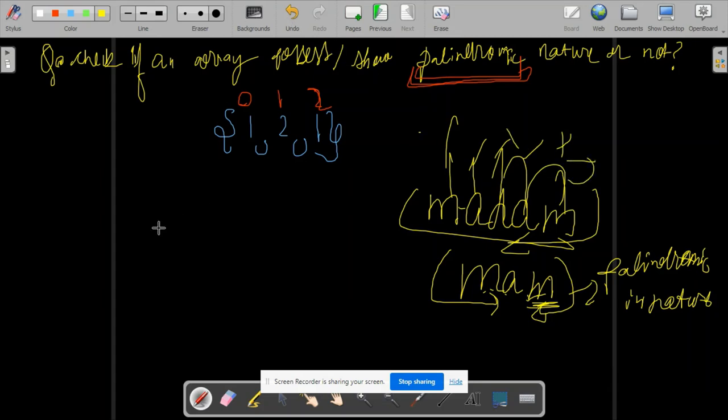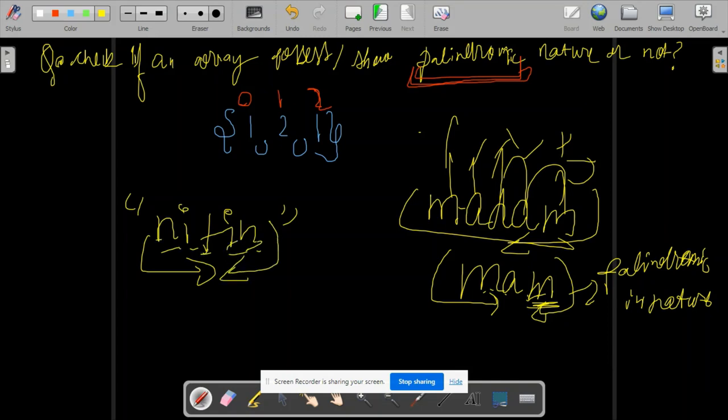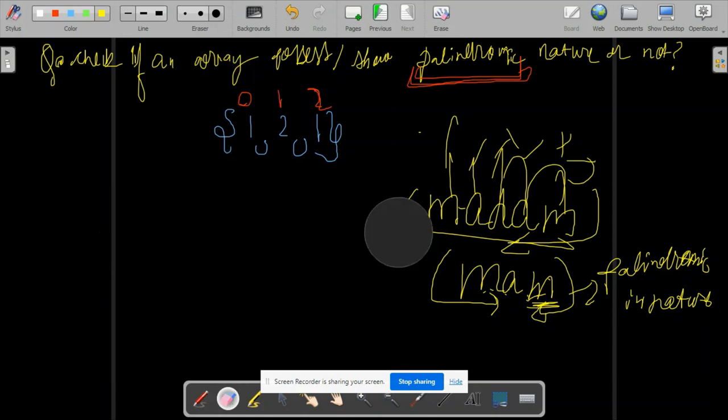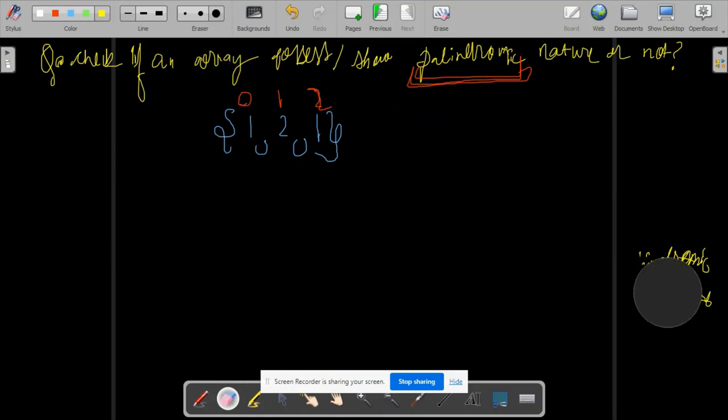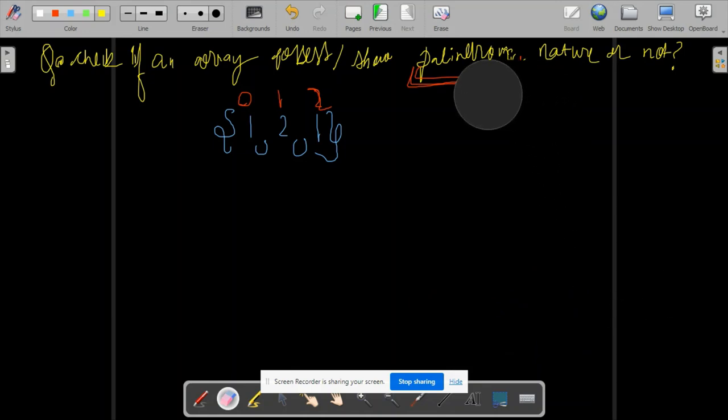So it is a palindrome. Another example is Nitin. When you are reading it from here, it is N-I-T-I-N, Nitin. And when you are reading it from back, it is the same, N-I-T-I-N, Nitin. This is a palindrome. I hope you're clear with the meaning of this term, because when some word is given to you in the question and you're not aware of its meaning, you cannot solve the question. That's why I taught you this.